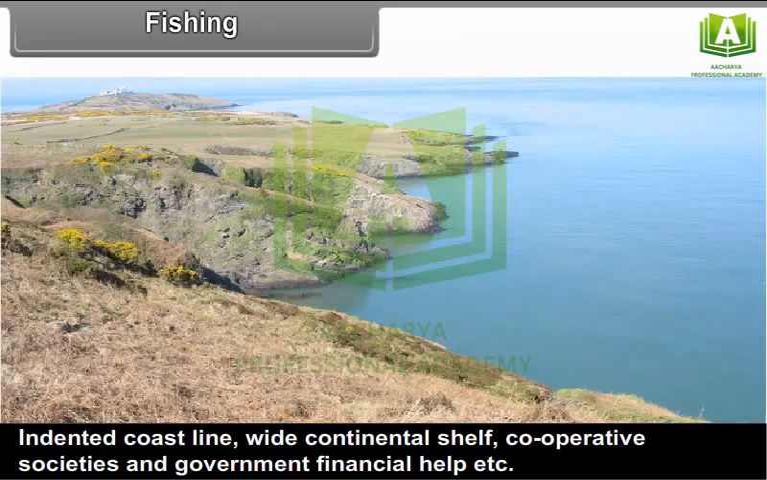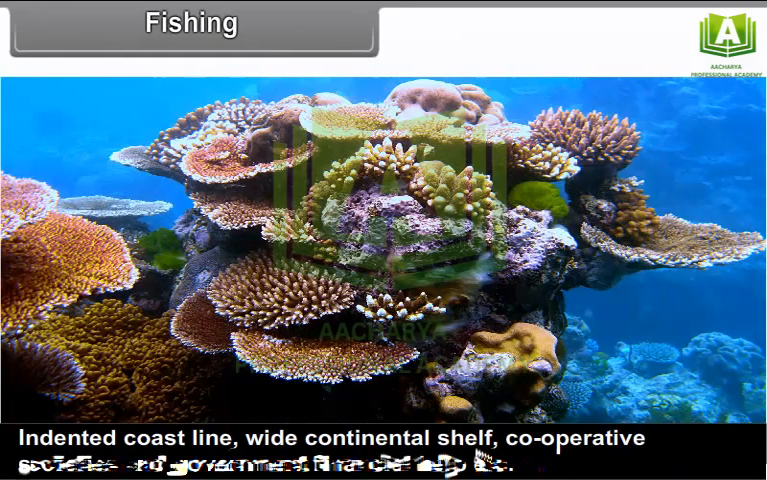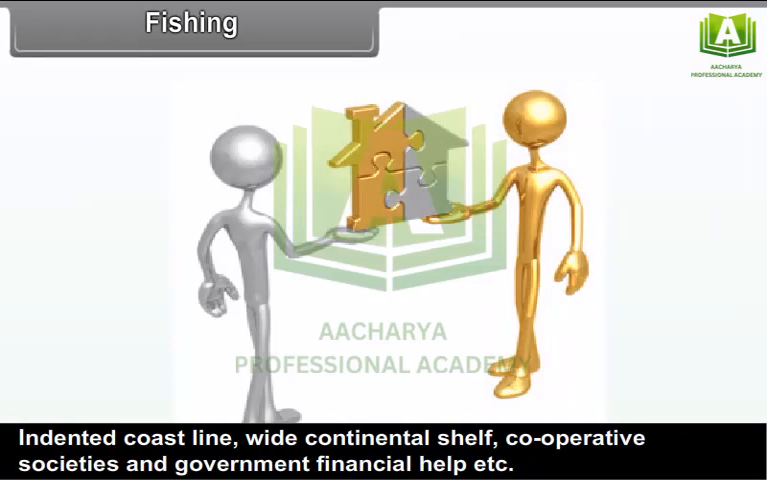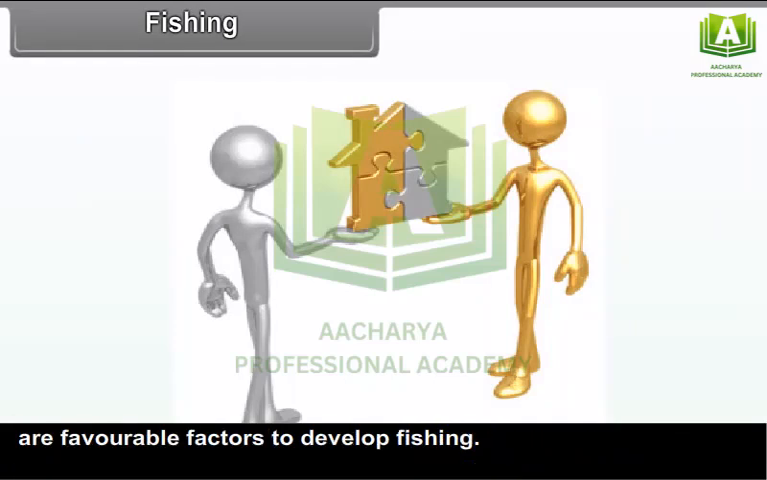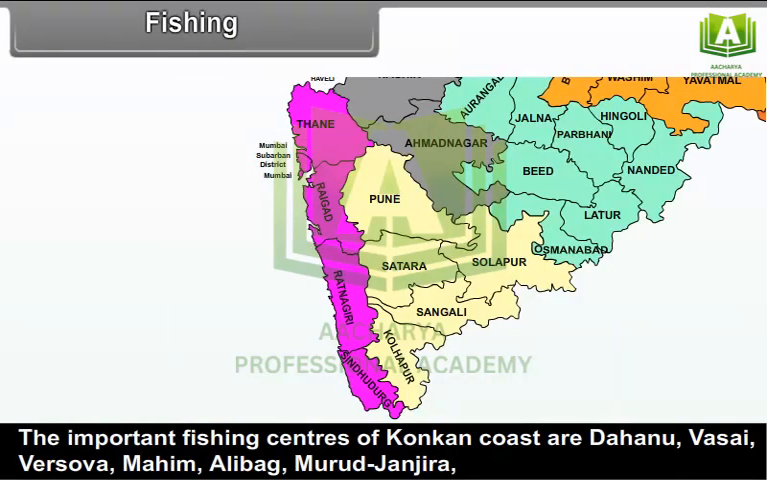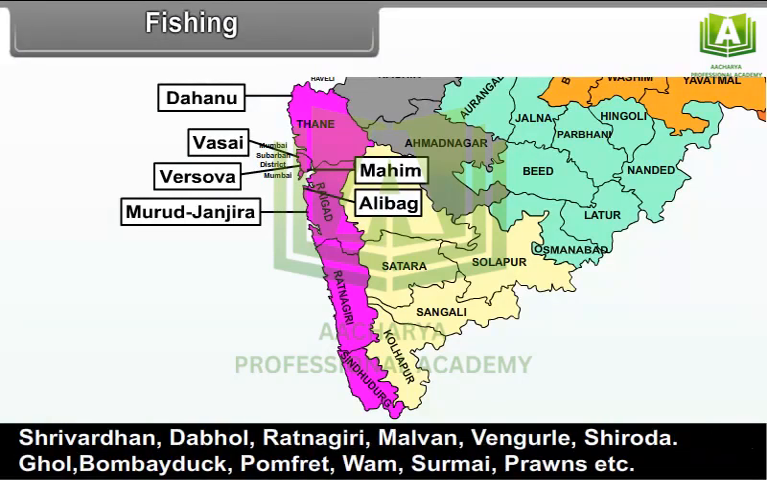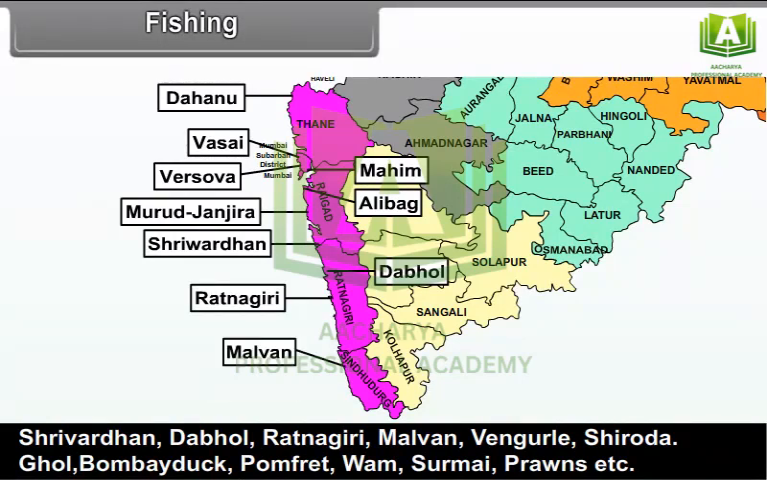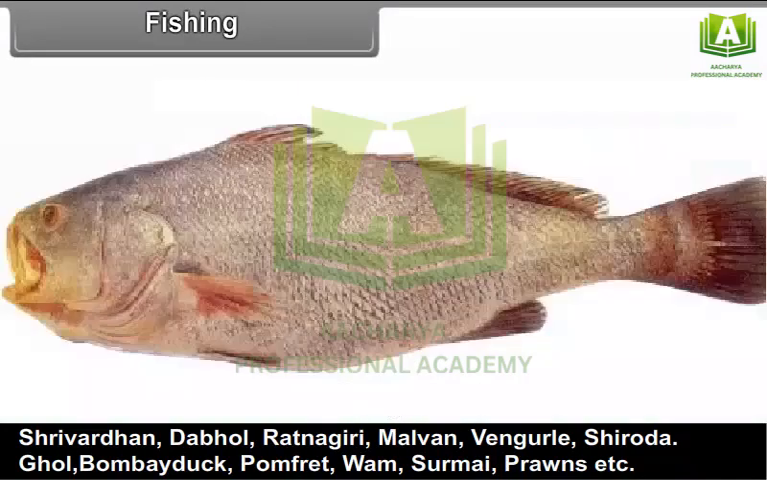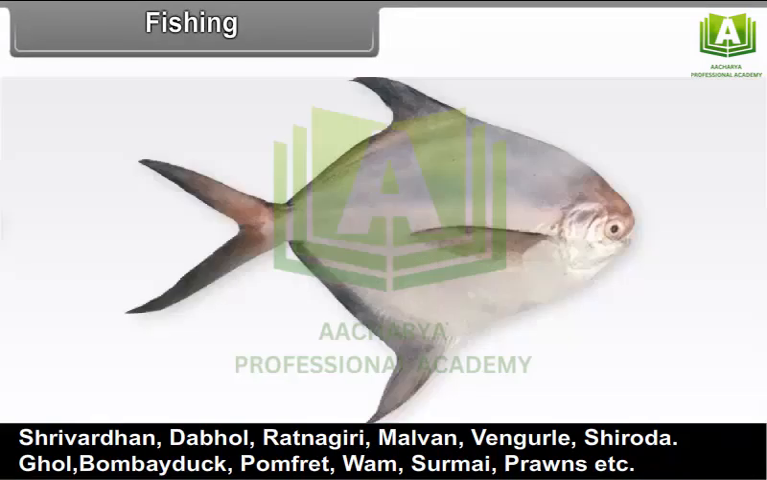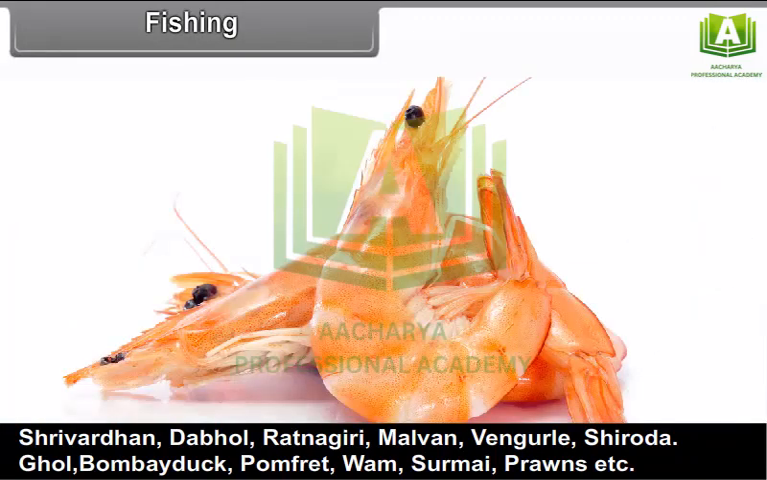Indented coastline, wide continental shelf, cooperative societies and government financial help, etc. are favorable factors to develop fishing. The important fishing centers of Konkan coast are Dahanu, Vasai, Versova, Mahim, Alibag, Murud, Janjira, Shrivardhan, Dabhor, Ratnagiri, Malwan, Vengorle, Shiroda.